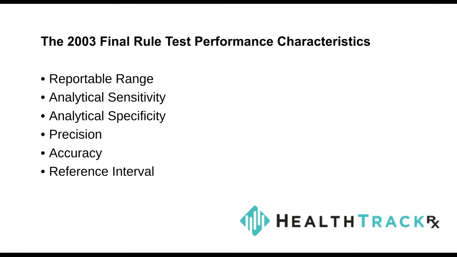Now, here is, very broadly speaking, the different test performance characteristics that are defined by the 2003 final rule. We're talking about the reportable range, the analytical sensitivity and specificity of the test, the precision of that test on a day-to-day or over a time period. Because remember, you can be precisely wrong about something. The accuracy of the test and the reference intervals.